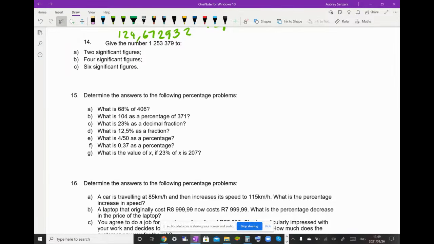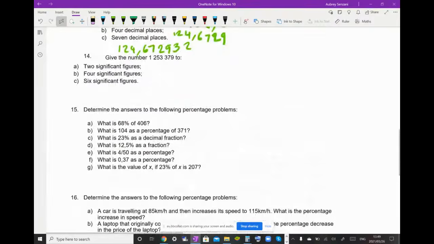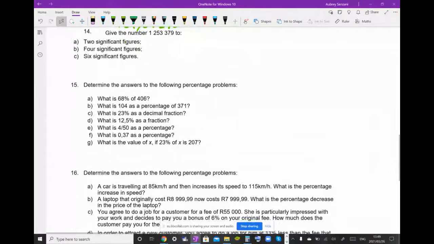All right, ladies and gentlemen, let's just break for a quick 10 minutes. We only have 14, 15, or maybe let's just finish 14. Give the number 1,253,379 to 2 significant figures. What is that going to look like to 2 significant figures?